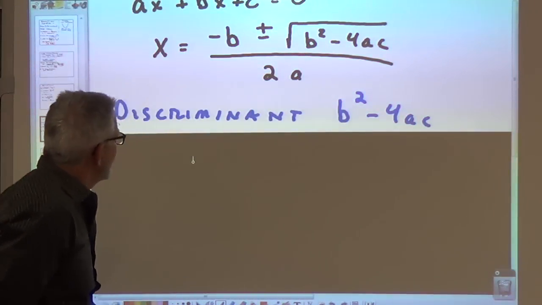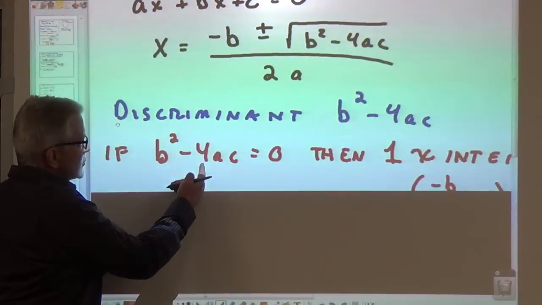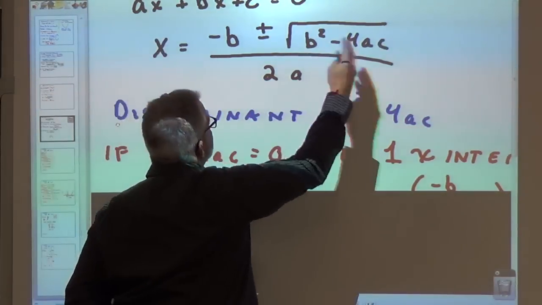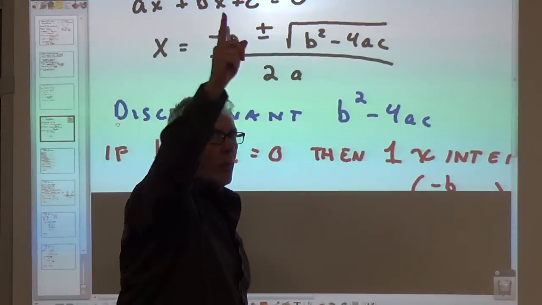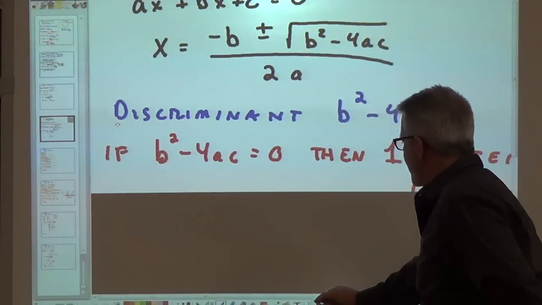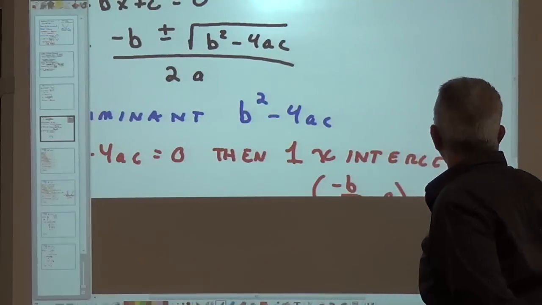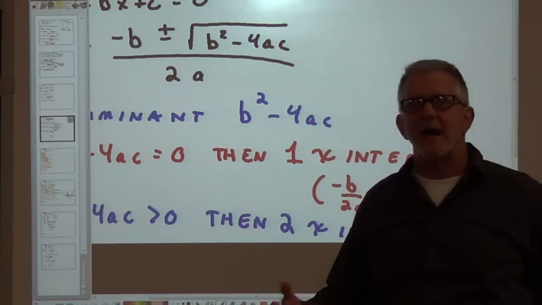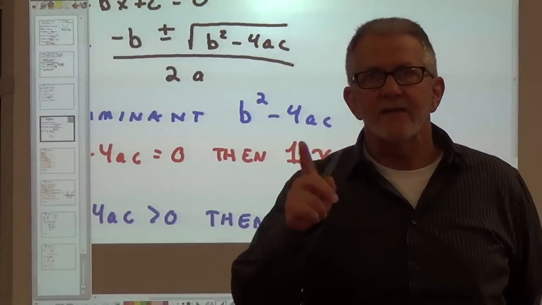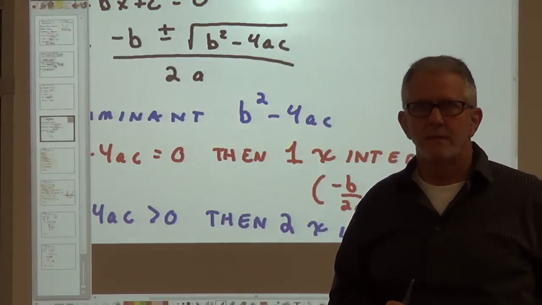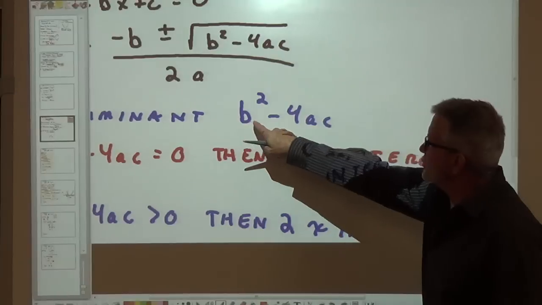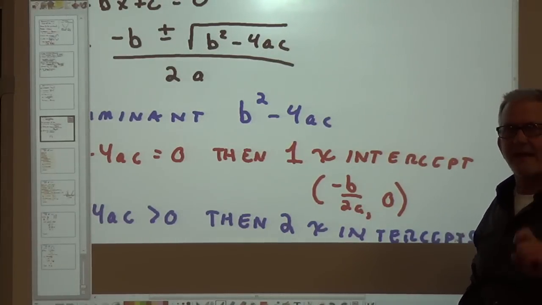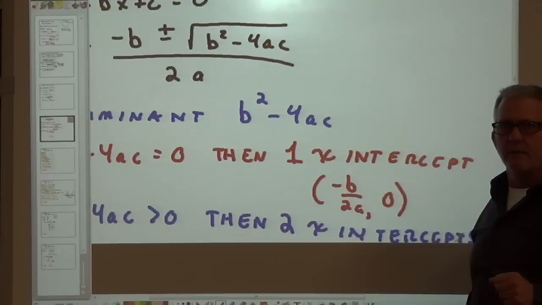If that discriminant is equal to 0, the square root of 0 is 0, then I'm going to have one x-intercept, ladies and gentlemen. Count them. That's going to be 1. And that x-intercept is going to be negative b over 2a, comma 0. If the discriminant is 0, I have one x-intercept.